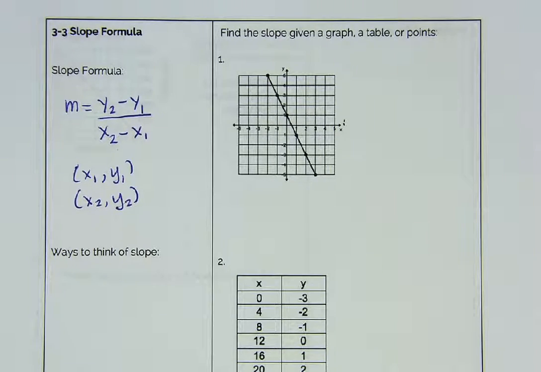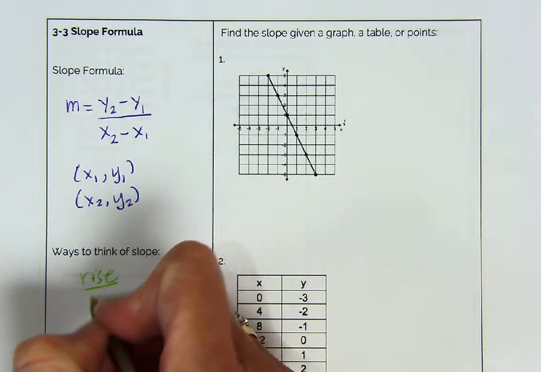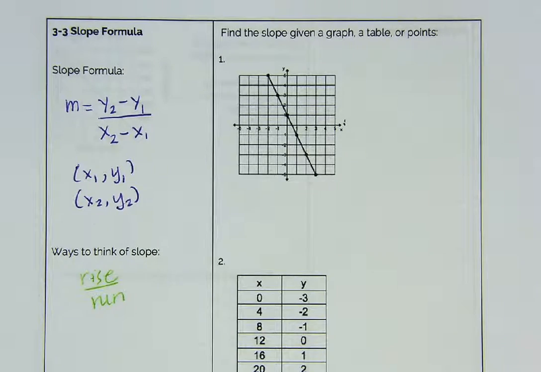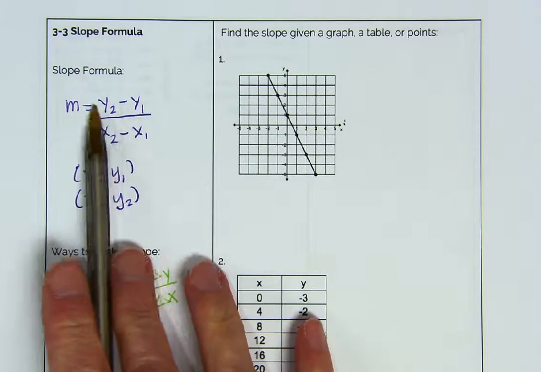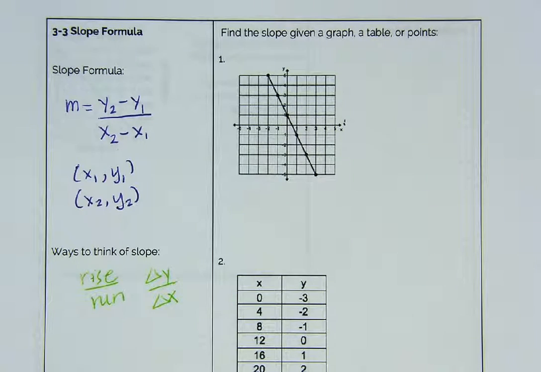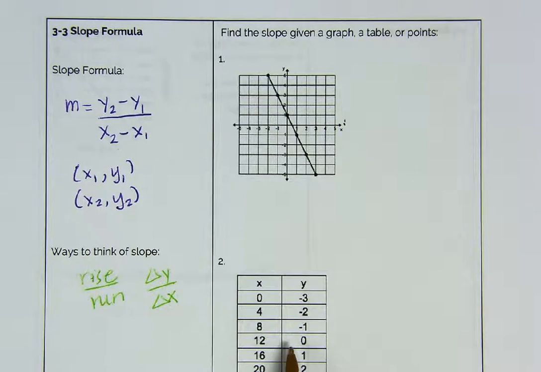So there's a lot of different ways to think about slope. We have talked about, obviously, the slope formula. A lot of you remembered rise over run, the change in y divided by the change in x, which is exactly what the slope formula is saying. And if I forgot any, make sure you fill them in. So let's look at finding the slope given a graph, given a table, and then down here there's a couple of points. You just can't see them right now.